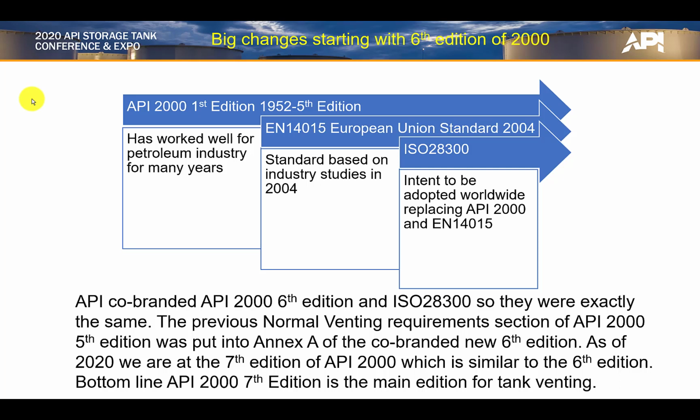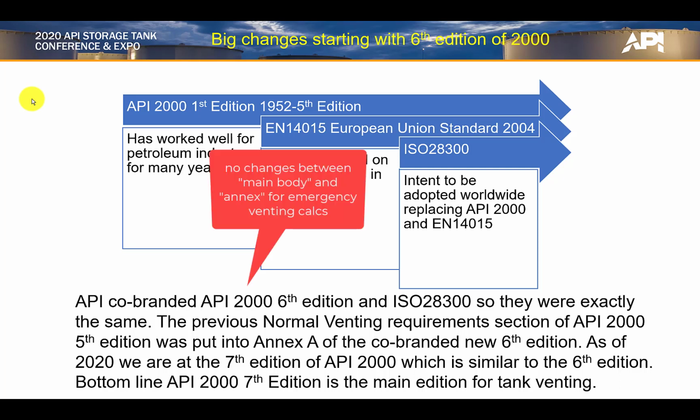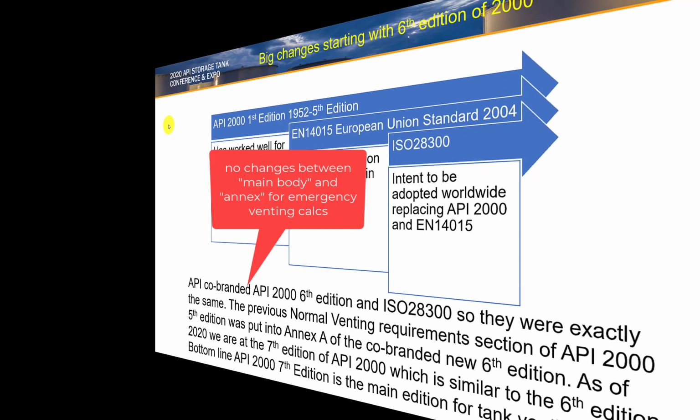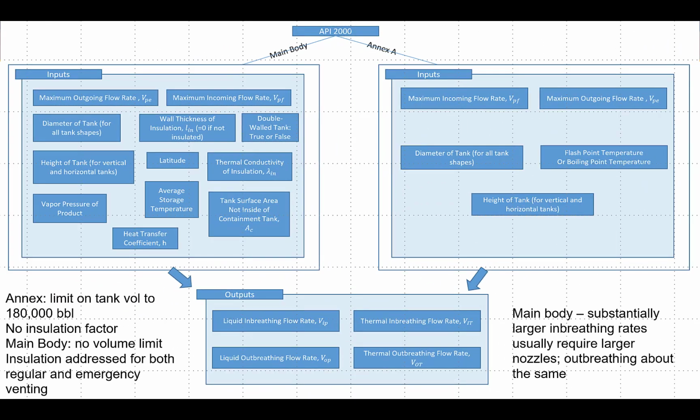The difference between flow calculations for a given tank, depending on whether you are using the main body or the annex, can be significant. It's important to note that there is no change to the emergency venting calculations. Just to give you a visual graphic of the differences between the main body and the annex, you can see that these little boxes here, there's about twice as many inputs required to do the main body as to do Annex A calculations. There are a few other differences that are shown below.